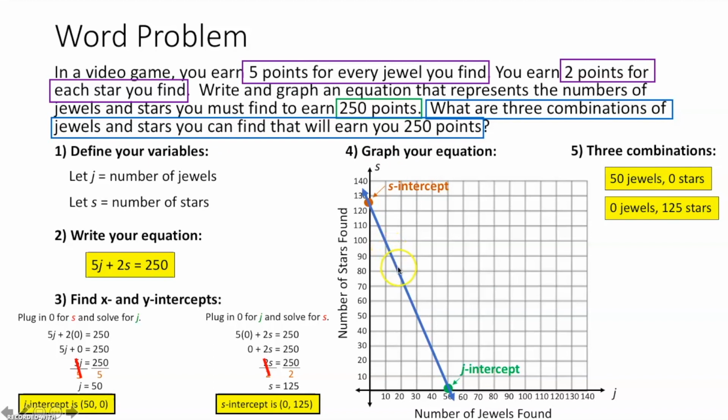So we pick any point on this line and it'll give us a combination of jewels and stars that will give you 250 points. The tough part is finding a place that it goes through perfectly. So how about right here? So at this point, we have 30 jewels and 50 stars. Would that work? Well, if I plug in 30 for J and 50 for S, what's 5 times 30? That's 150. What's 2 times 50? That's 100. So what's 150 plus 100? That's 250. Yeah. So this works as well. So 30 jewels and 50 stars would also be another solution. And if you wanted more, you just find another point on this line and you're done.